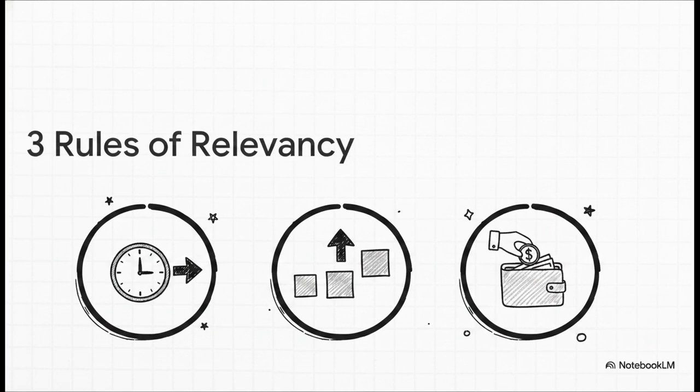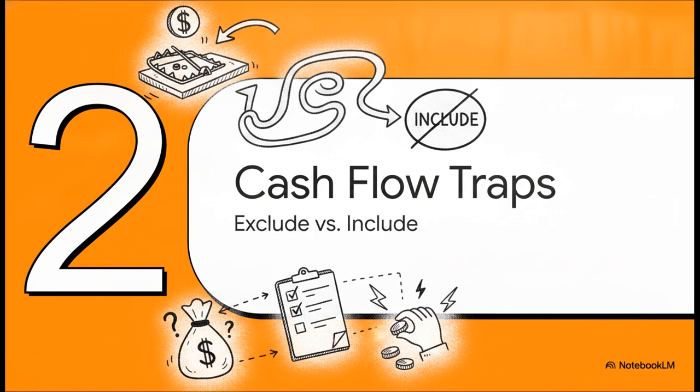If a number fails even one of these 3 criteria, you leave it out. Otherwise, you're going to fall right into the classic garbage in, garbage out trap, which will completely ruin your final net present value calculation. Moving right along to Section 2, Navigating Cash Flow Traps.